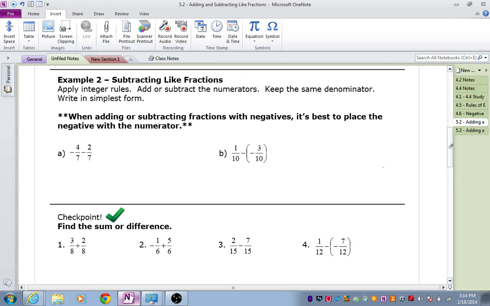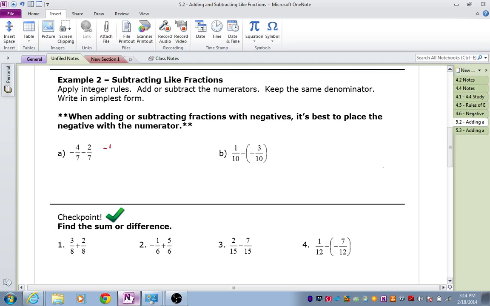Okay, to subtract, we're going to apply our integer rules now also. And you'll notice I put this in bold letters. It says when adding or subtracting fractions with negatives, it's best to place the negative with the numerator. So in -4/7, remember we can put the negative on the outside of the fraction bar, we can stick it with the numerator, or we could stick it with the denominator. I'm telling you that it's best to stick it with the numerator.